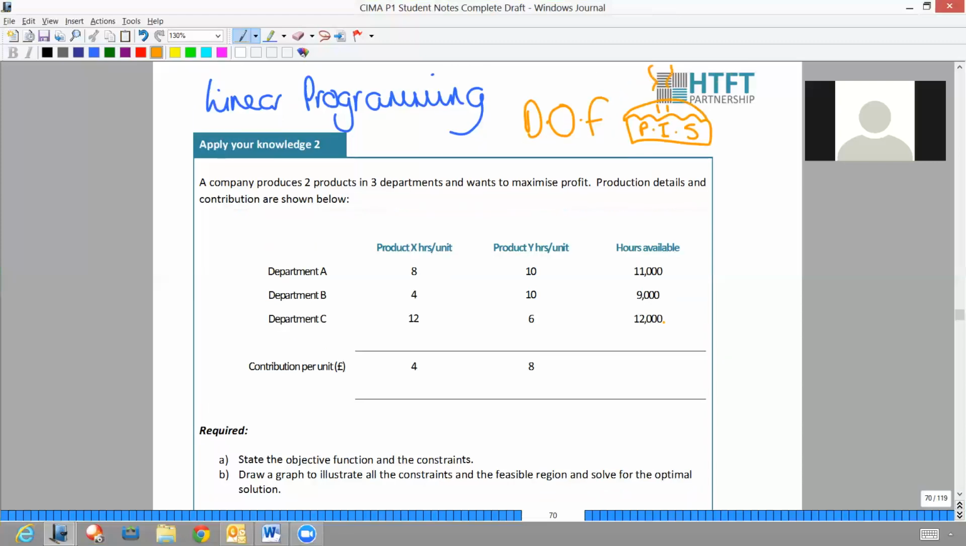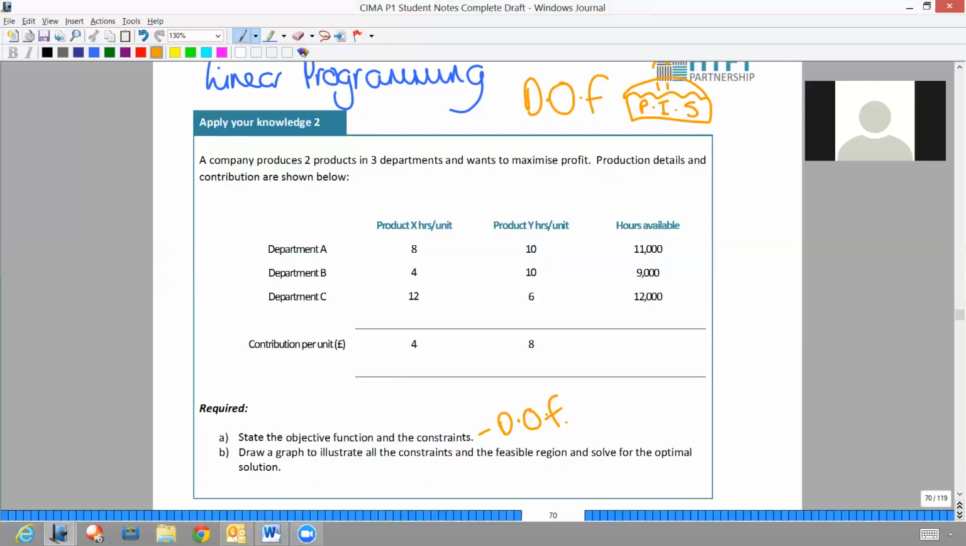In terms of the requirement, you are being asked to state the objective function and the constraints. So effectively, you're going to have to do DOF, okay, define the variable, state the objective function, and formulate the constraints. You are then asked to draw a graph to illustrate the constraints and the feasible region, and then solve for the optimal solution. So they're asking you to do your points to plot and your ISO contribution line, and then we can finish off by proving that all of this is correct by undertaking a simultaneous equation. So we can undertake our PIEs.